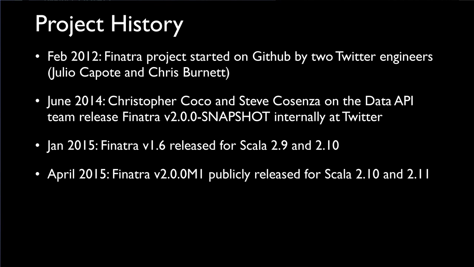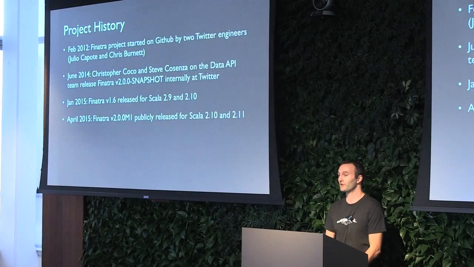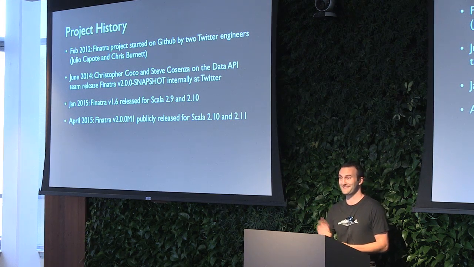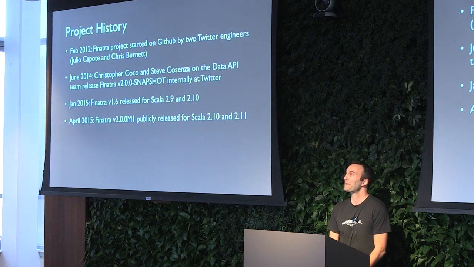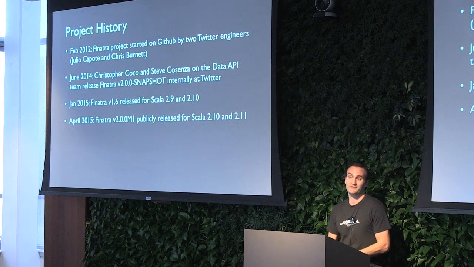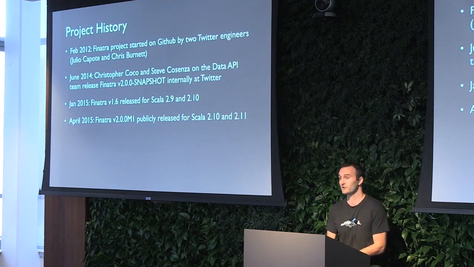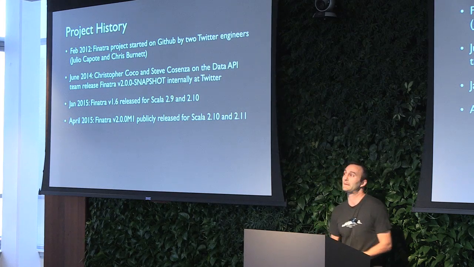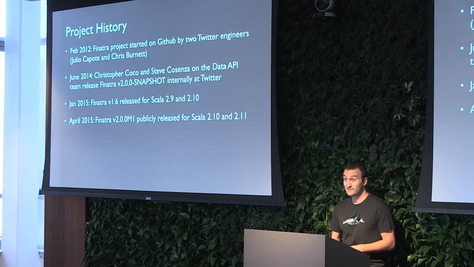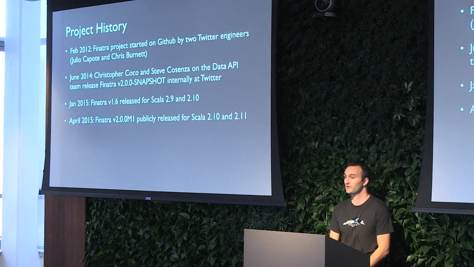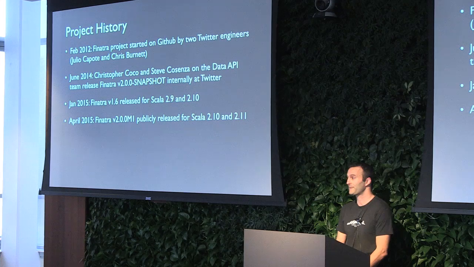First, a brief project history. Finatra V1 was started as a GitHub project in early 2012 by two Twitter engineers, Chris Burnett, who's here tonight, and Julio Capote. In the middle of 2014, myself and Chris Coca, working on the Data API team, released Finatra version 2 internally at Twitter. It was a snapshot release. At the beginning of this year, Finatra V1 had its final release. This was supporting Scala 2.9 and Scala 2.10.